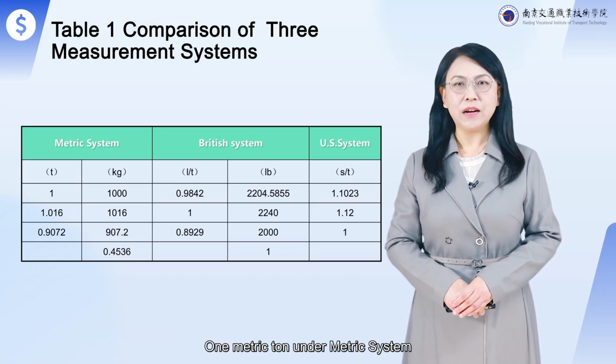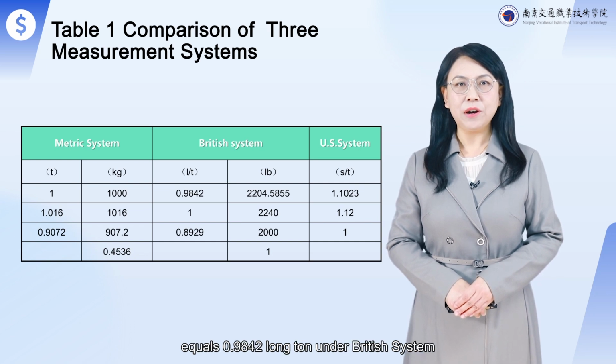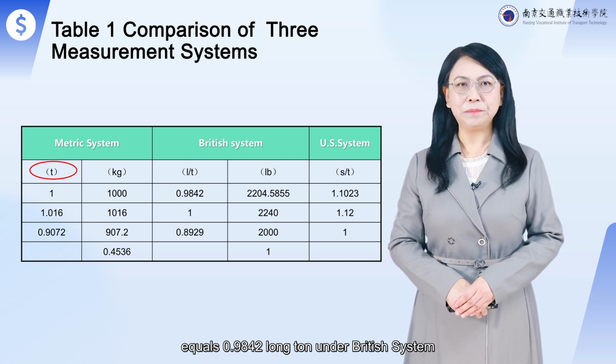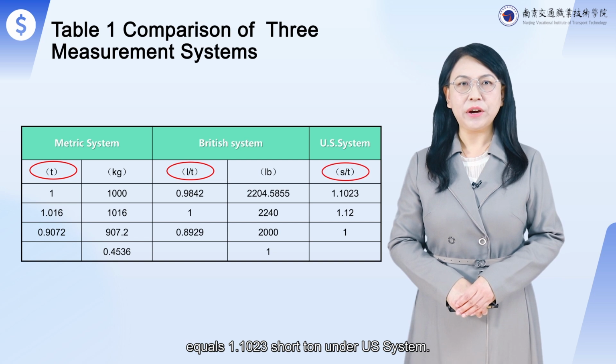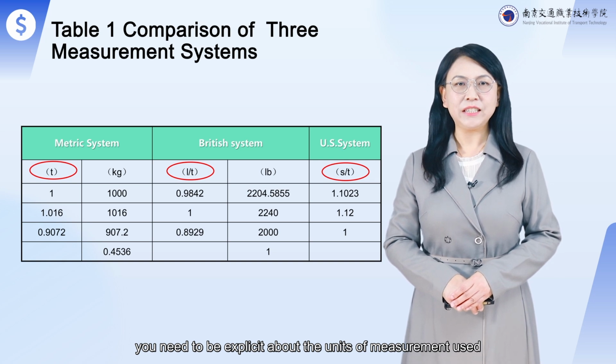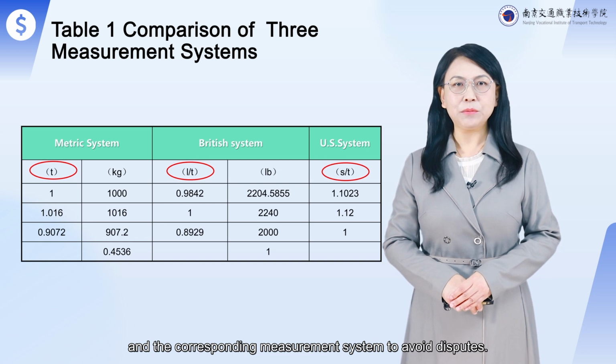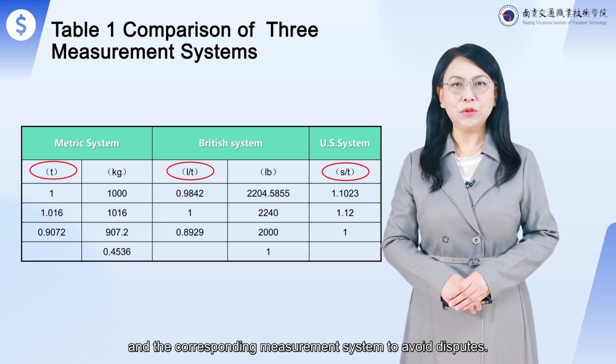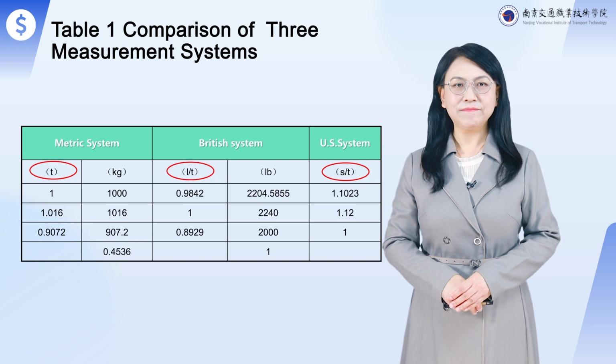1 metric ton under metric system equals 0.9842 long ton under British system equals 1.1023 short ton under US system. Therefore, when you sign a contract, you need to be explicit about the units of measurement used and the corresponding measurement system to avoid disputes.